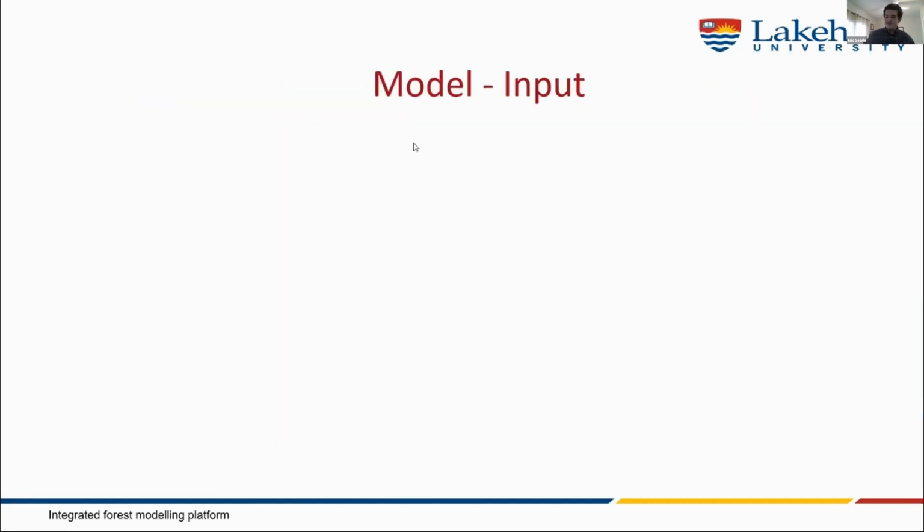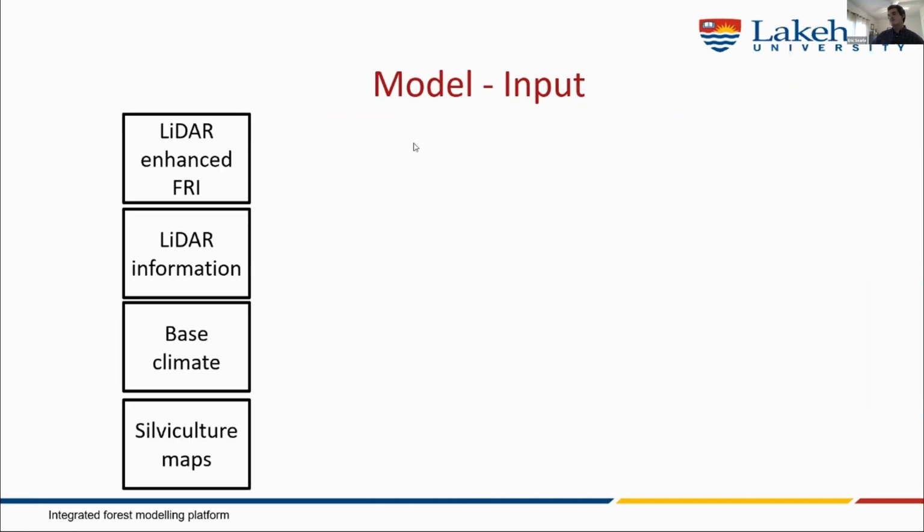So I'm very thankful actually that I'm going after Josie and Christine, who both gave great presentations, because I can kind of fly through this pretty quickly when we're talking about what we need for our input. We need a LiDAR enhanced FRI, so forest resources inventory. We need to know where the trees are and what those trees are and how many trees there are. We need LiDAR information, so elevation that was shown off in the Lamazoo. Also slope and aspect, so we have a good idea what these sites actually look like.